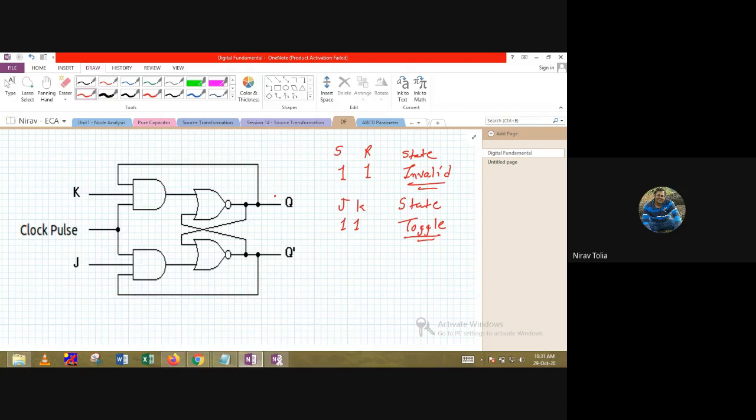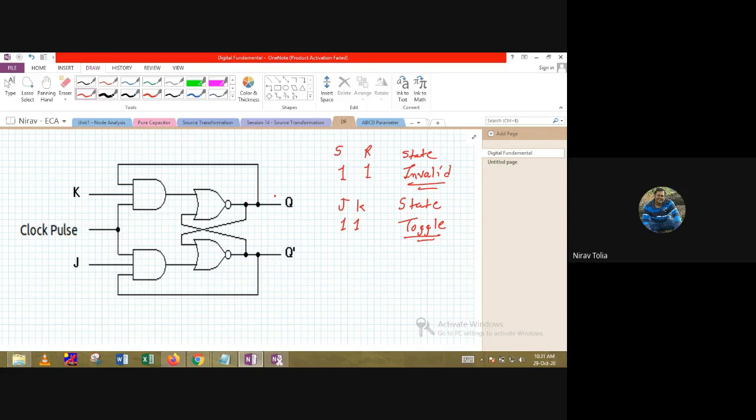Okay, so the main problem of the SR flip flop is that we have one invalid state. That problem is now resolved. So here we have a state which is known as the toggle state.